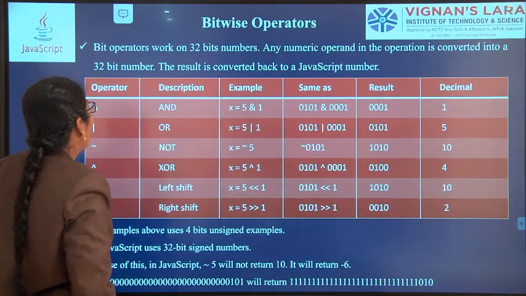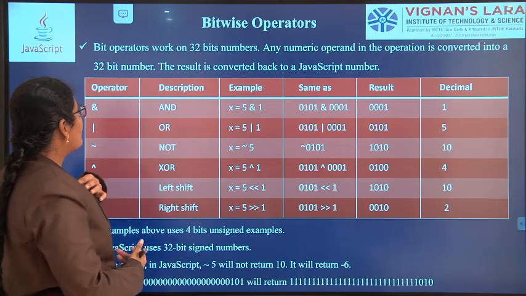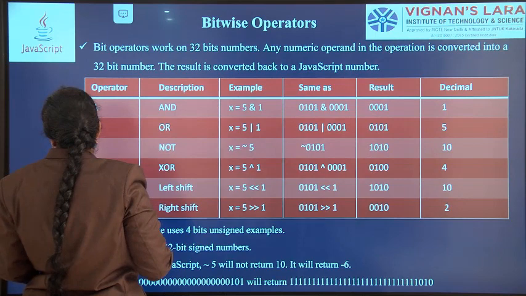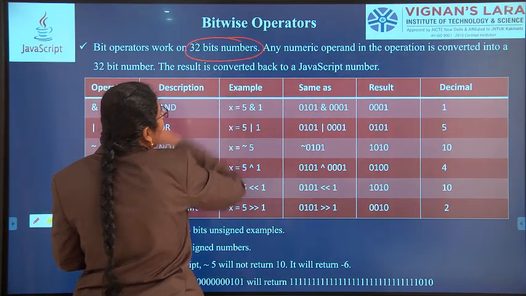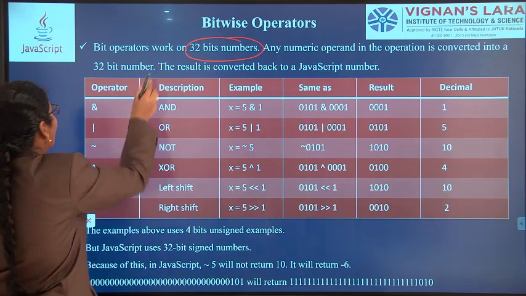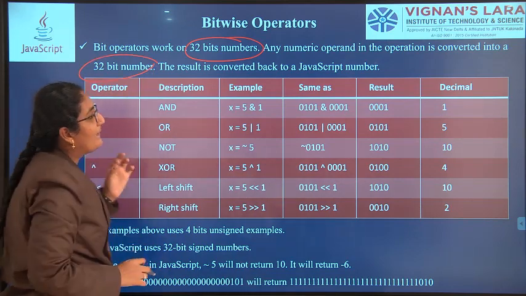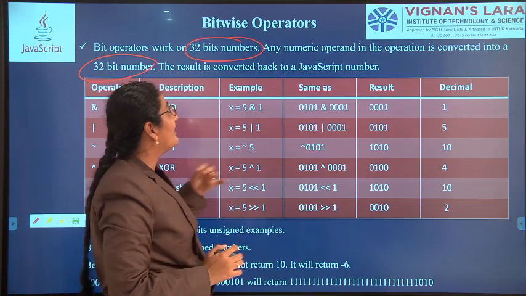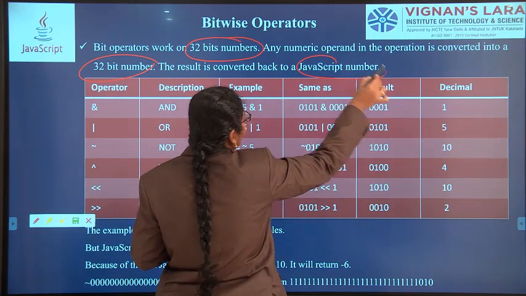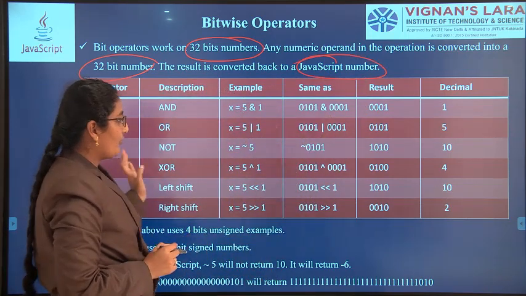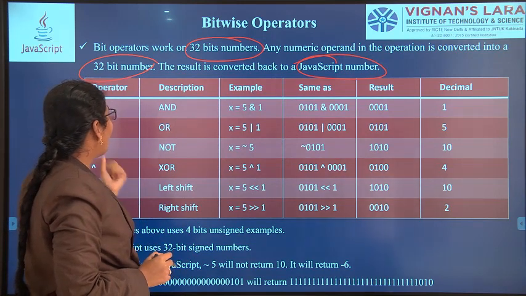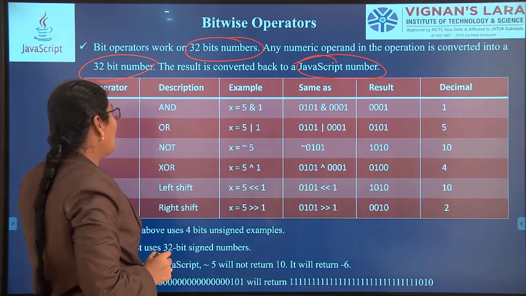So the next one is bitwise operators. See, bitwise operators will work on 32-bit numbers. Any numeric operand in the operation is converted into a 32-bit number. If you want to perform bitwise operations, you have to convert the number into a 32-bit number. The result is converted back into a JavaScript number. This you should remember. Only then can you perform them.